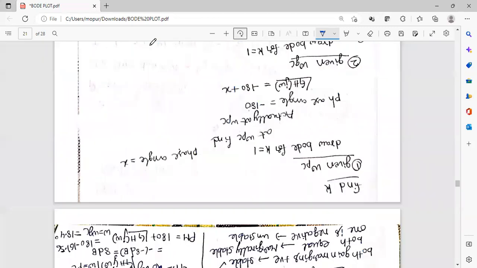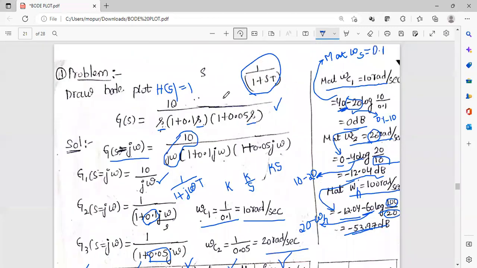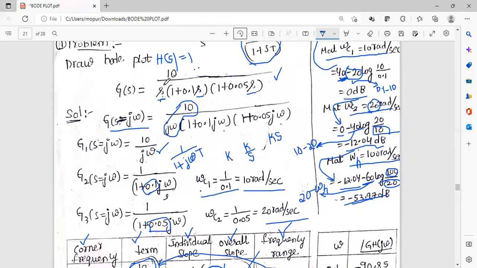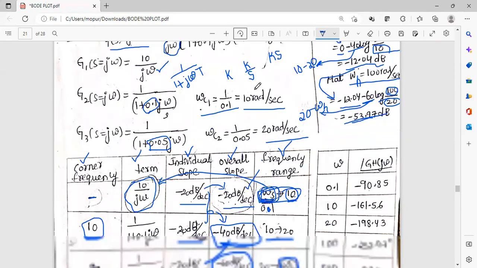As I had already explained in Bode part 1, here is how to write the phase angle equation. The given transfer function is 10 by s into (1 plus 0.1 s) into (1 plus 0.05 s). As I said in Bode part 1, 1 by s corresponds to minus 90 degrees. And 1 by (1 plus 0.1 s) corresponds to minus tan inverse of 0.1 omega. And 1 by (1 plus 0.05 s) corresponds to minus tan inverse of 0.05 into omega.